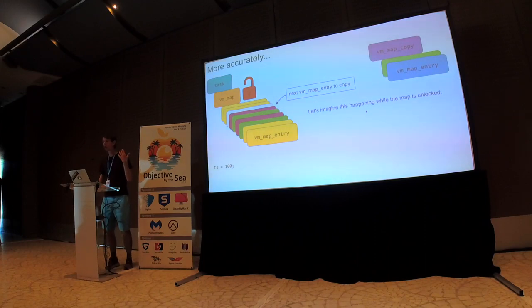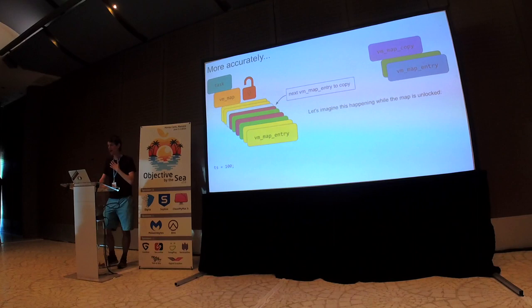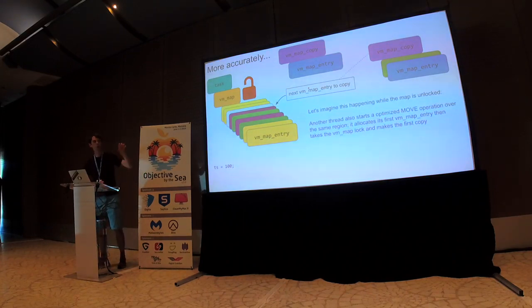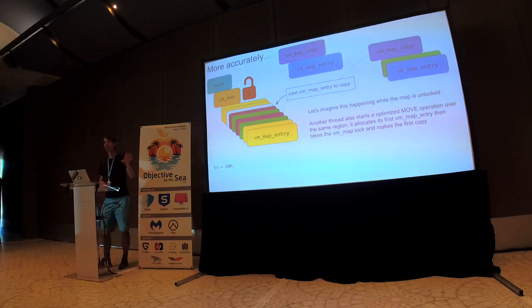So what concretely bad could happen? Well, let's imagine that while the map is unlocked, and one copy has already been made, and we are busy making a calloc zone allocation for the next VM map entry, another thread with access to the VM map comes along and decides, well, how about I also perform an optimized move operation at the same time? So then there's going to be this second VM map copy, which again has a VM map entry. And this second one is going to start at the beginning of the virtual address space, see that this grayed out VM map entry, the contents are still intact because the contents were just copied into our original VM map entry copy. So it's going to copy the contents of this one into this second VM map copy.